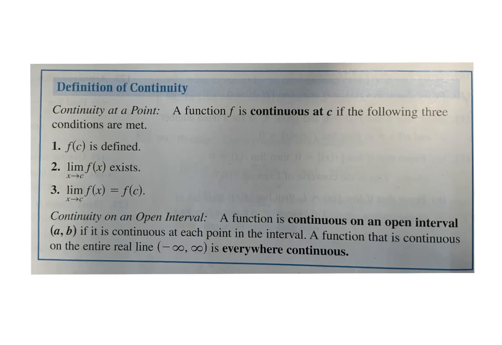So they've listed it. Definition, continuity at a point. A function is continuous at C if the following three conditions are met. First, the function has to be defined at that point. The limit has to exist at that point, and those two have to equal each other. That means that the function is continuous at that specific point. Now, again, it may not be continuous for the entire life of the function, but specifically at that point it is continuous, if you can define it, if it has a limit there, and if those two equal the same thing. All right?